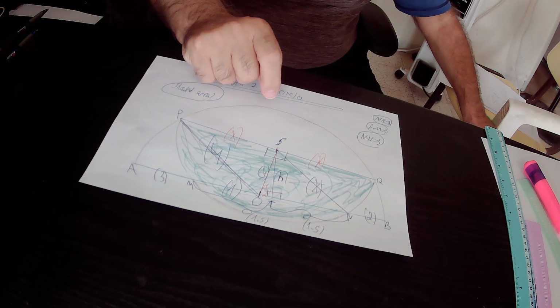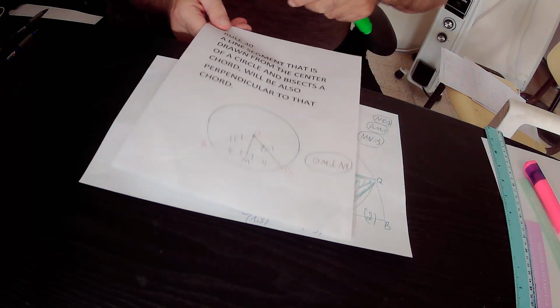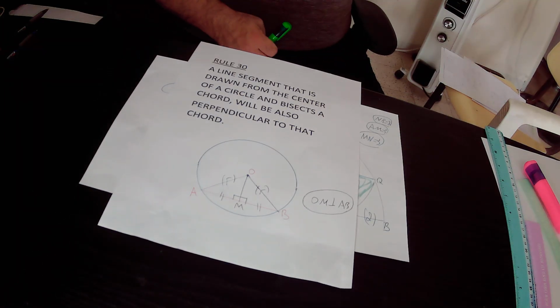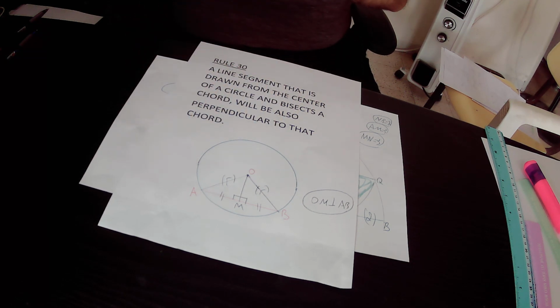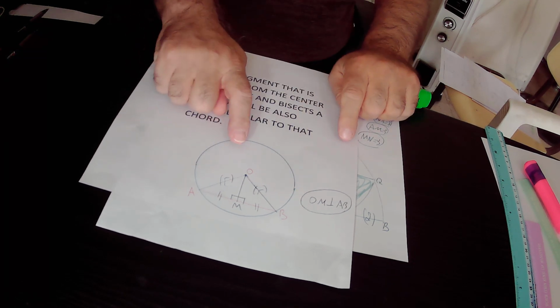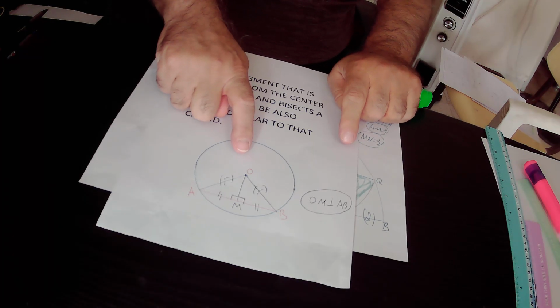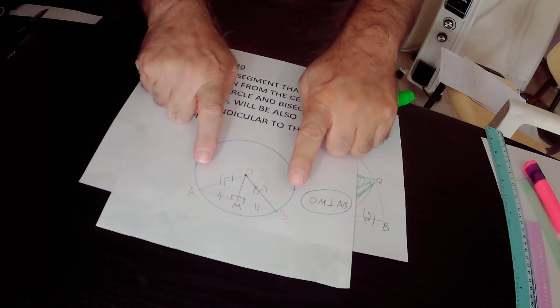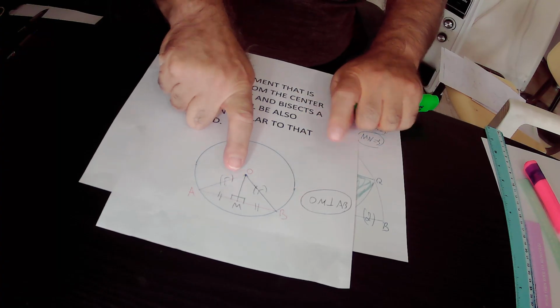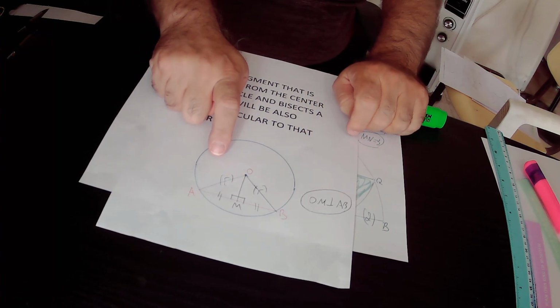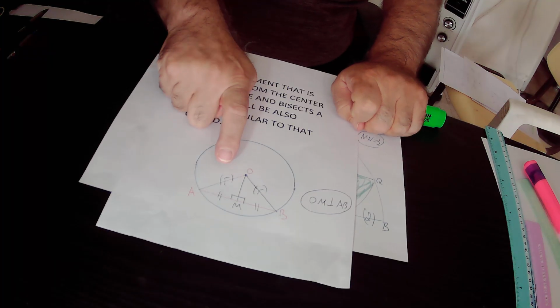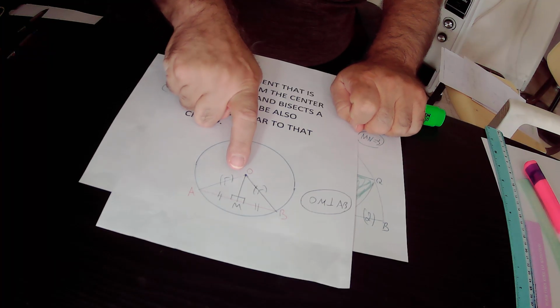Repeat quickly on rule 30. According to rule 30, a line segment that is drawn from the center of the circle and bisects a chord will also be perpendicular to that chord. In the moment we have a circle, this is chord AB. From the center of this circle, that is to say from point O, the line segment OM bisects chord AB according to our construction. And because OM bisects AB, OM will also be perpendicular to AB.